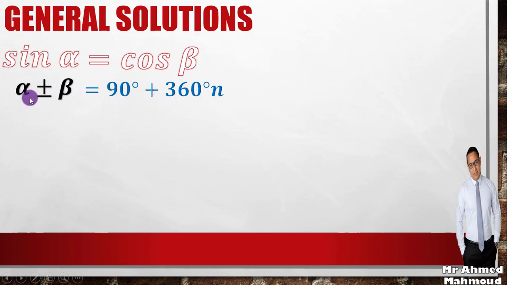Okay, this is the first rule: alpha positive or negative beta equals 90 plus 360n, or 90 equals pi over 2 and 360 equals 2 pi. So I can write this one this way: pi over 2 plus 2 pi n. N here is the number of turns around the coordinate axis.